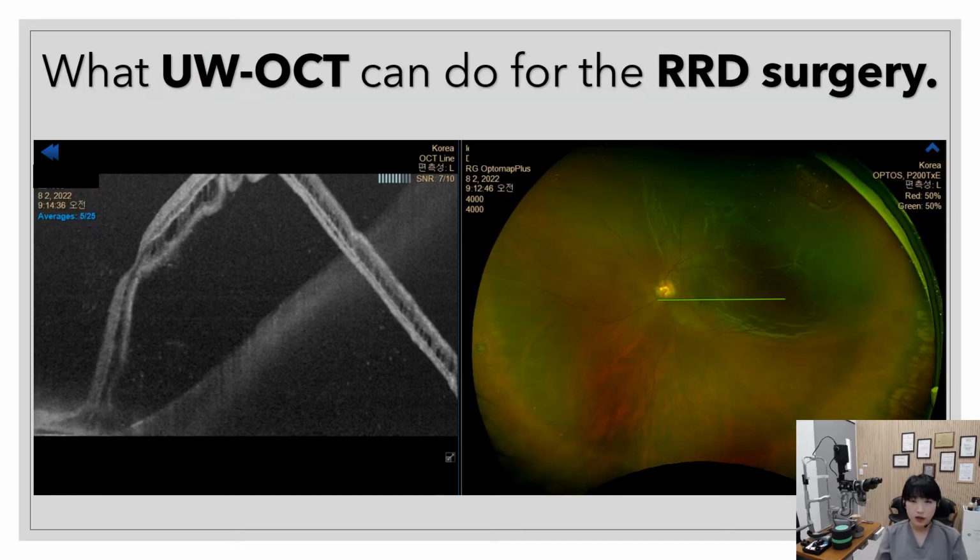Let's move on to a normal, usual rhegmatogenous retinal detachment patient. A 63-year-old male presented with a sudden visual loss in his left eye. What do we care most about when we do the vitrectomy to repair rhegmatogenous retinal detachment? Yes, recurrence of the detachment and proliferative vitreoretinopathy.